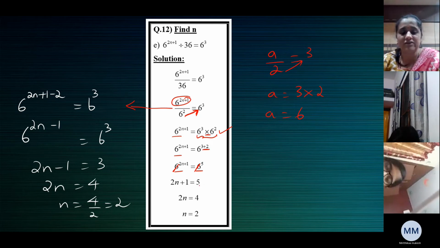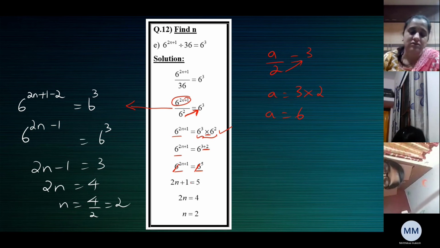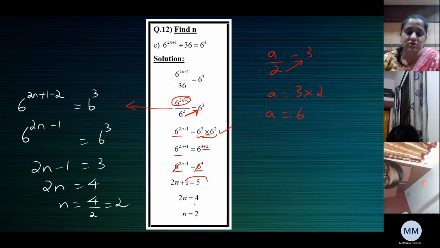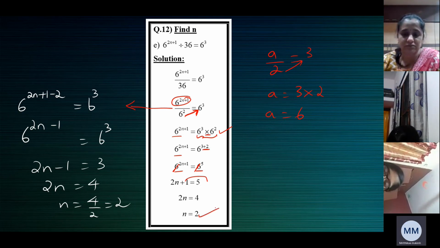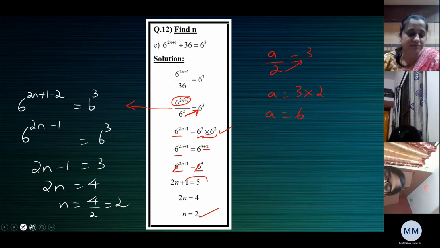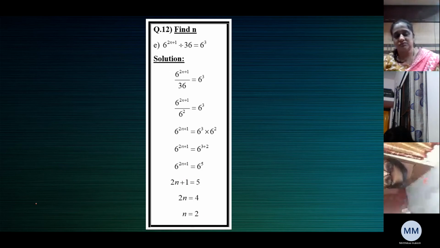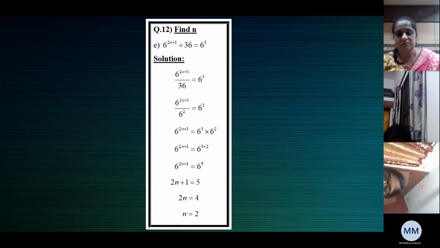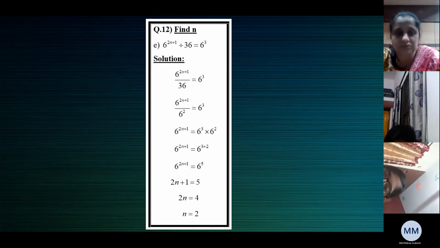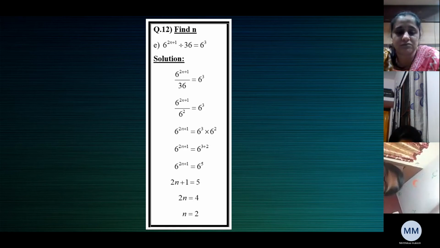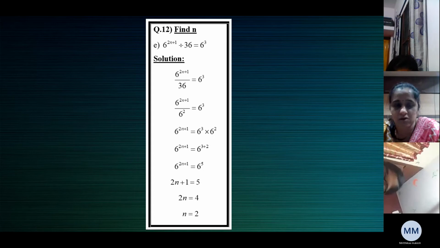So 2n plus 1 is equal to 5. 2n is equal to 5 minus 1, 4. n is equal to 4 by 2, which is 2. Yeah, clear, ma'am. All right.